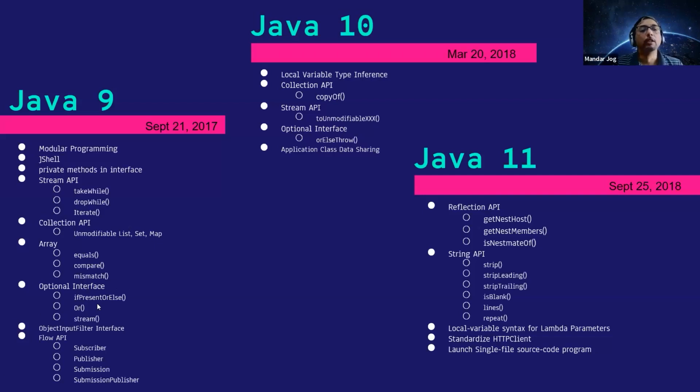But now in Java 9, there are three methods which are available: ifPresentOrElse, or, and stream method. To your surprise, many of the things have actually changed when I talk about filtration of the object, when you talk about serialization and deserialization.